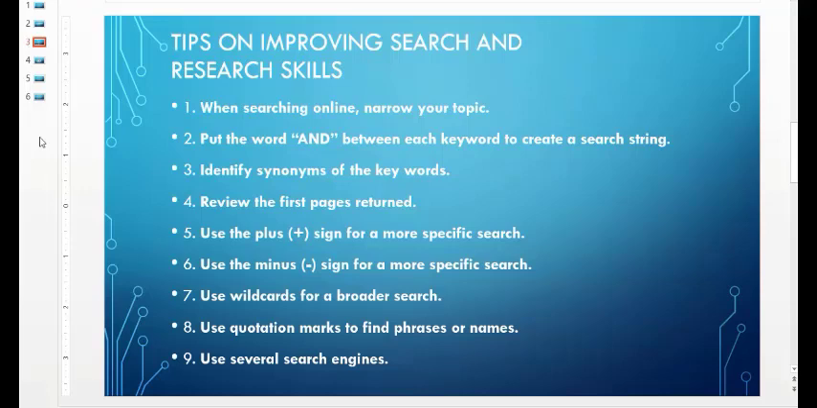So the first step would be, when searching online, narrow your topics. If we're talking about education, for example, and then you simply search education on the internet, do not expect that the search engine will just give you what you want. You have to give it context. What about education? Education itself is a very broad topic. So what about education do you want to know?